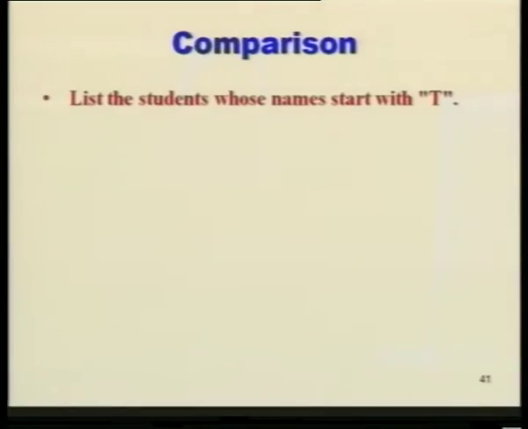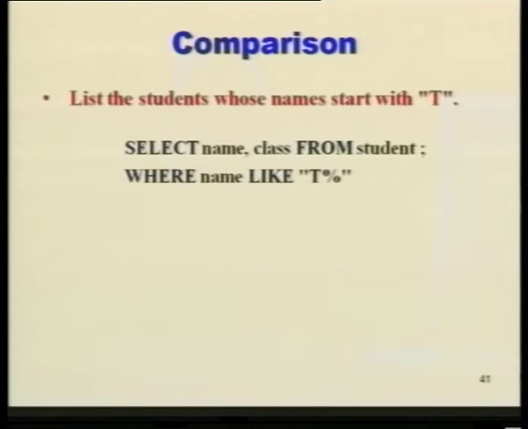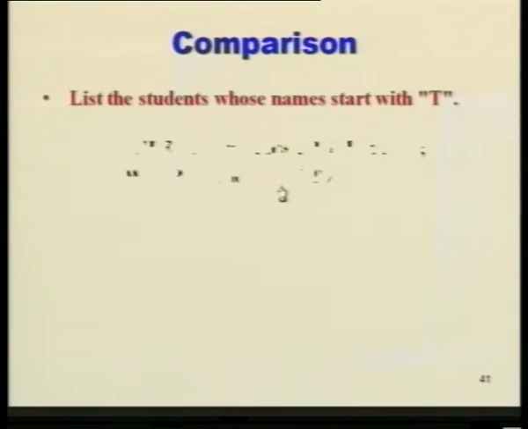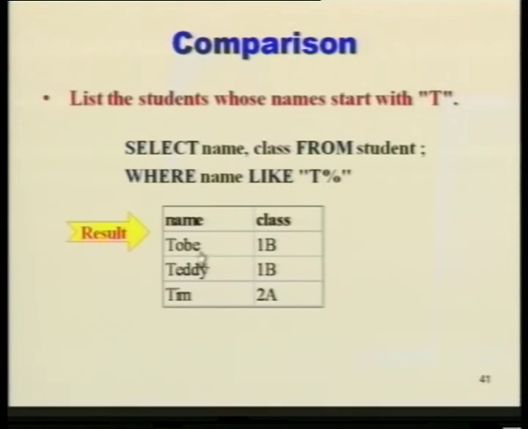Now, let us look at another example. List the students whose names start with T. Obviously, you will be using an underscore or percentage. Here we are not using underscore, we are just saying T followed by any substring. That is why we are using the percentage. Select name, class from student where name LIKE 'T%'. So you will get all the names of students who have names starting with T.